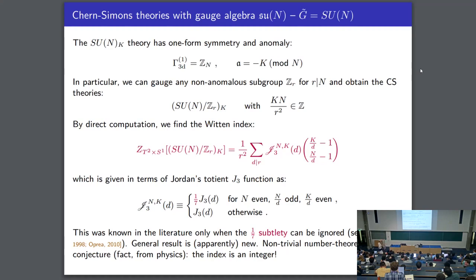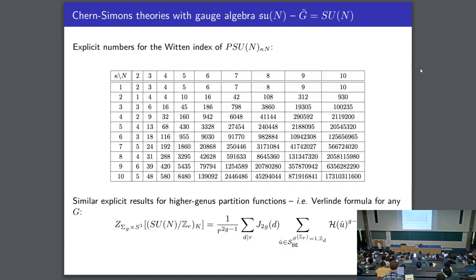It has a sort of number theoretic flavor. Here, J_3 is this funny function. So J_3 is a Jordan totient function. Oh, yeah, I'm out of time. So anyway, it's a number theoretic number. You can compute it, and it's nice.